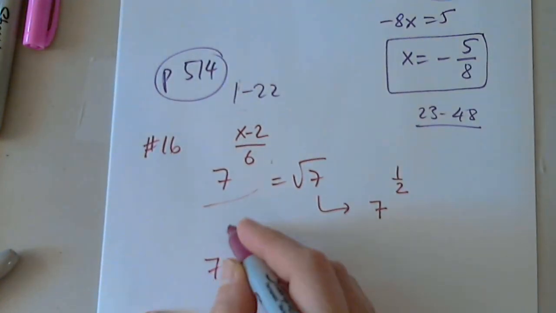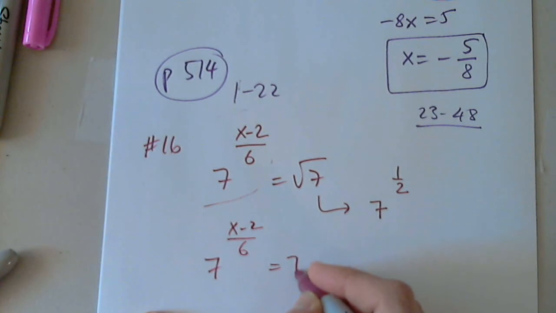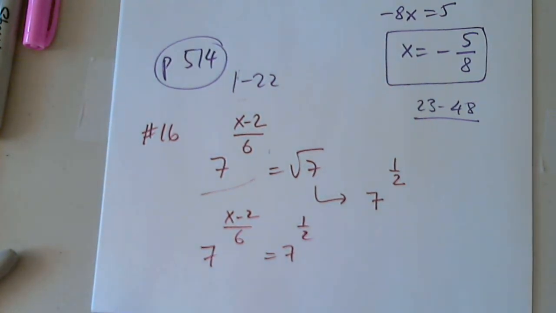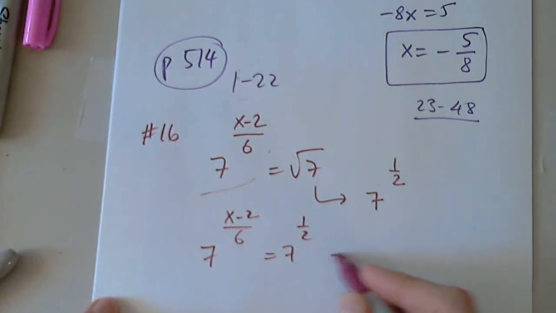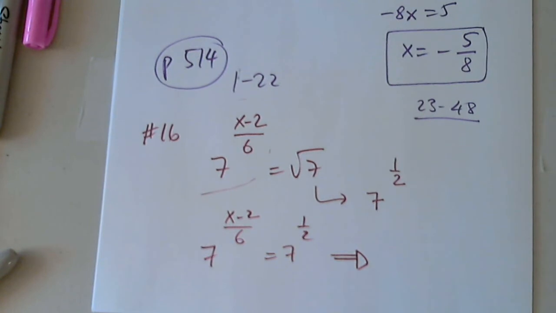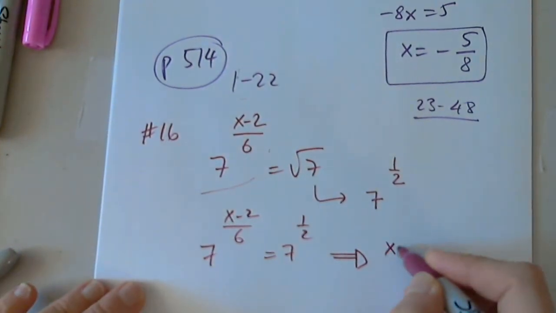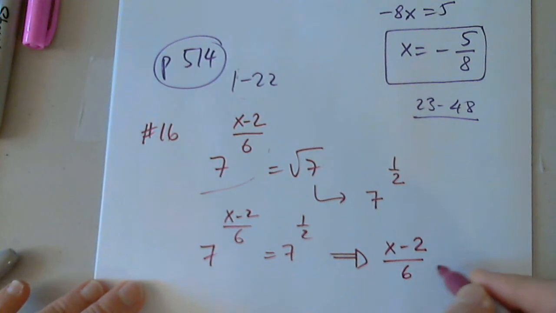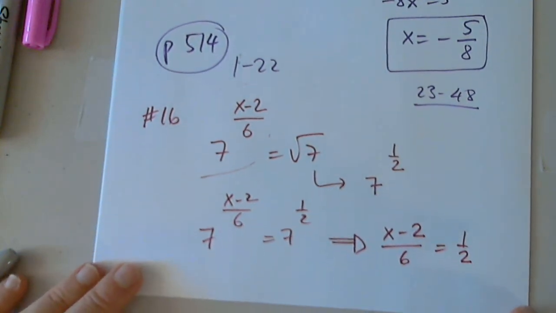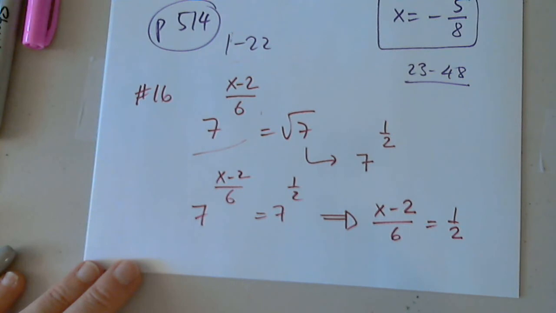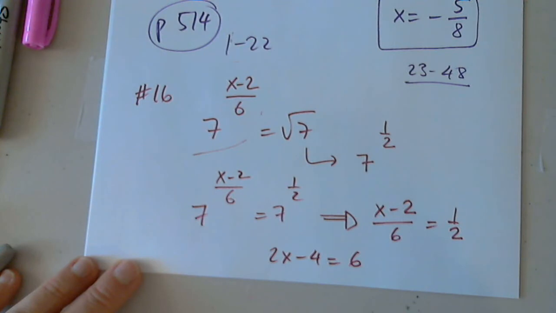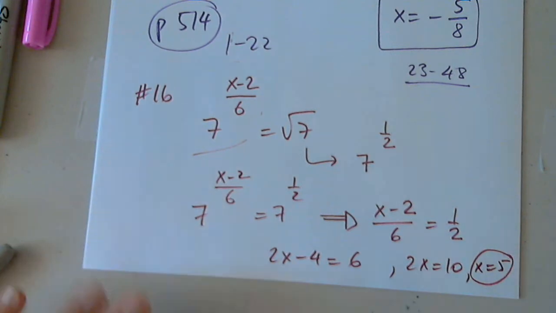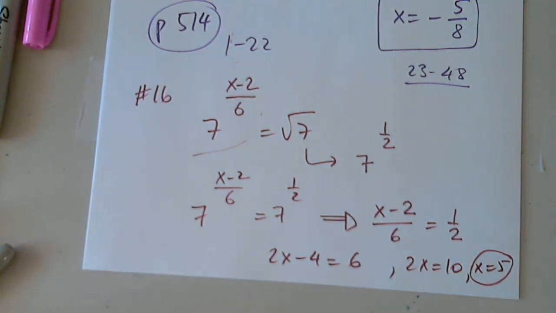So then the equation is 7 raised to x minus 2 over 6 equals 7 to 1/2. Nice. Two numbers are equal and they have the same base. What has to happen? Otherwise, they will not be the same. They have to be equal, so x minus 2 over 6 must equal 1 over 2. And we cross multiply. 2x minus 4 equals 6. So you're right. 2x equals 10. X equals 5. Excellent.